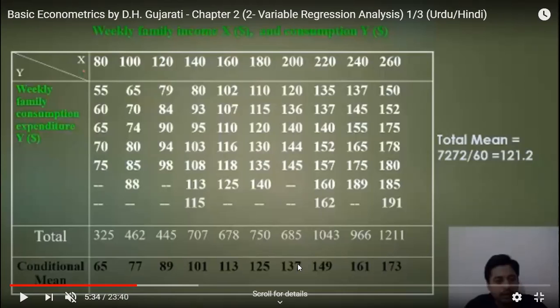Professor, instead of multiplying each weekly consumption with the probability, cannot we add all the weekly consumption and multiply it by the probability, like 1/5? If they are all equally likely, you can do that. But if they are not equally likely, then what do you do?